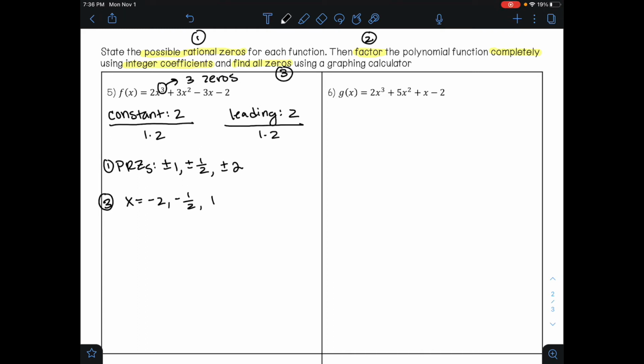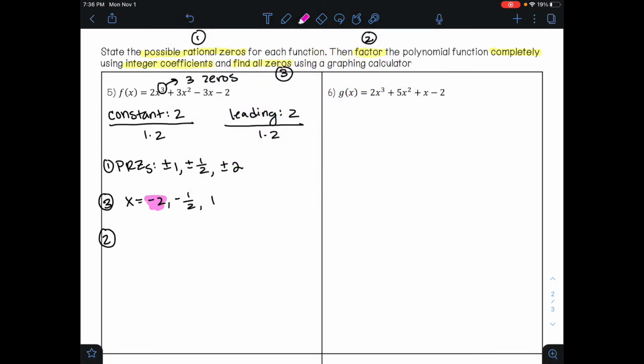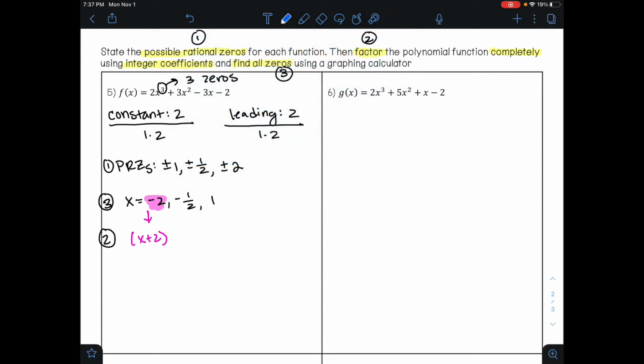So now I want to write the factors. Let me write it this way. If -2 is a 0, then that means that x plus 2 is a factor. If -1/2 is a 0, well, what factor could give me -1/2? Let's think about this for a second. We have something with x. If it's negative, then I would have to subtract, or I would have to add here to be able to subtract. So I know that I'm subtracting 1 because I have +1.